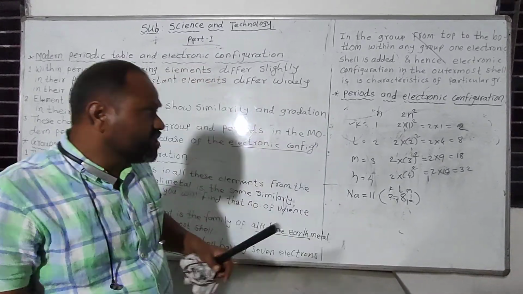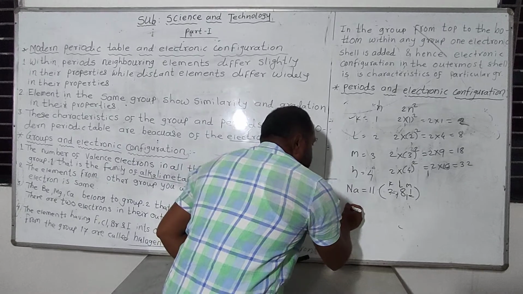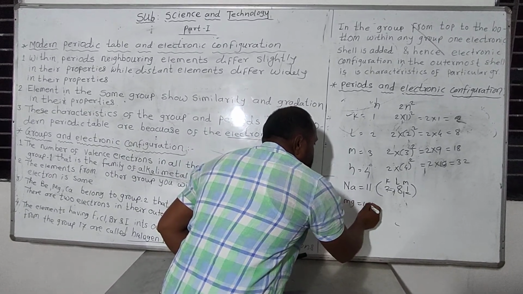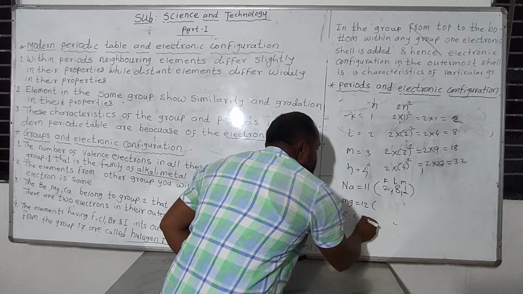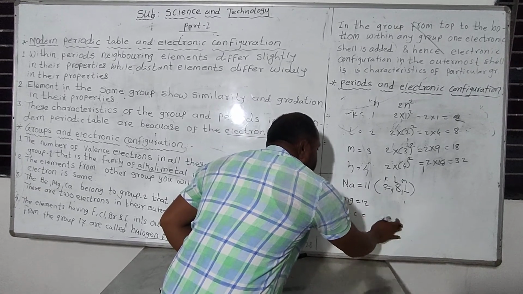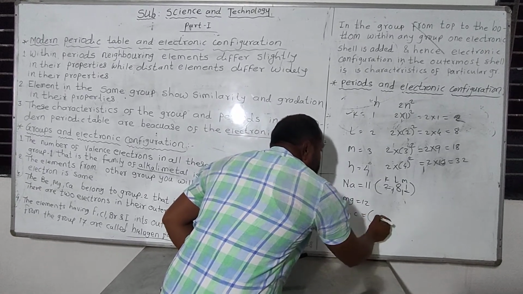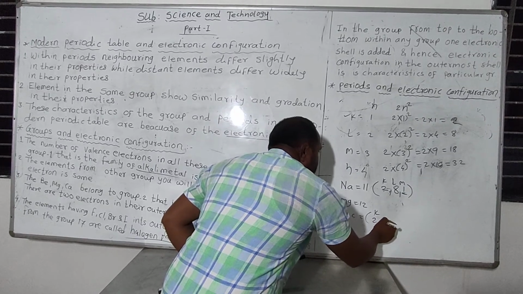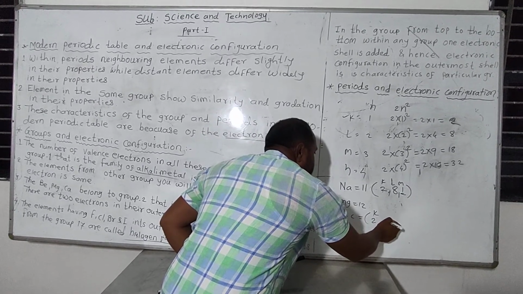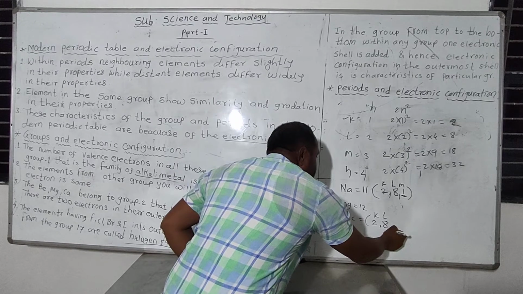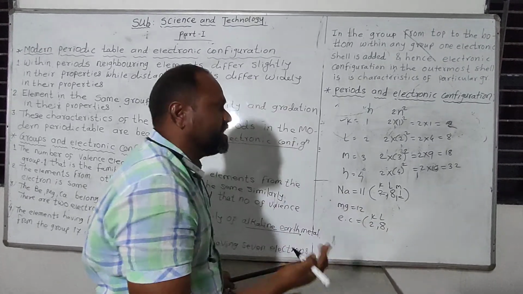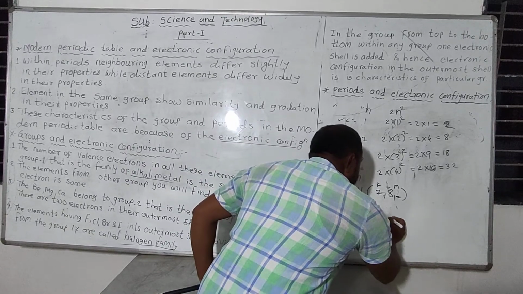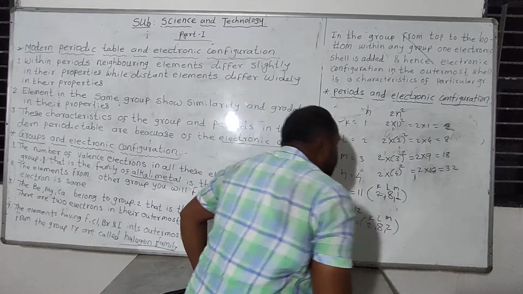Another example: magnesium has atomic number 12. For its electronic configuration, the K cell is filled with 2 electrons, then the L cell is filled with 8 electrons, its capacity. How many electrons remain? 8 plus 2 is 10, so 2 electrons remain, and they are put in the M cell.